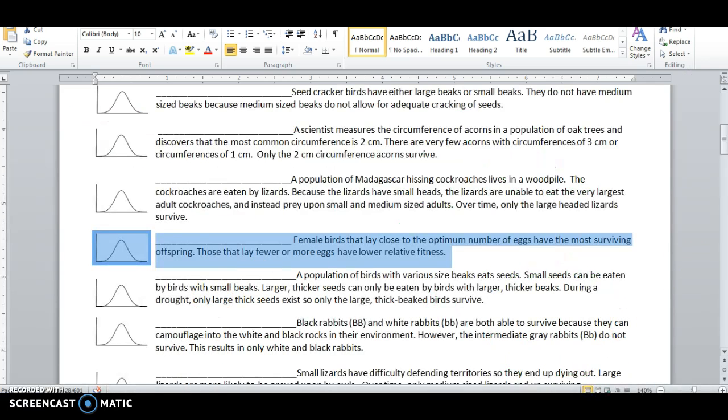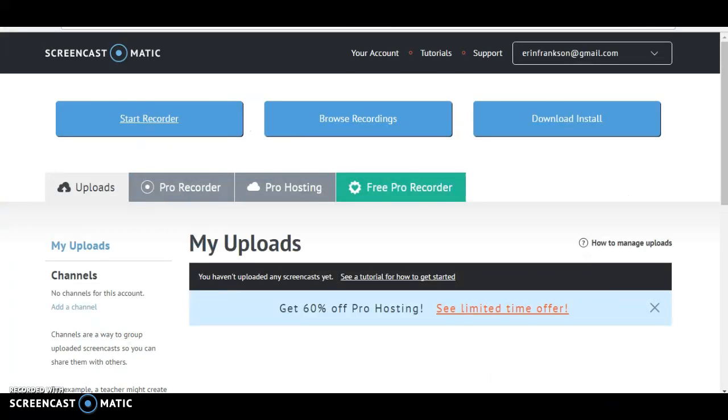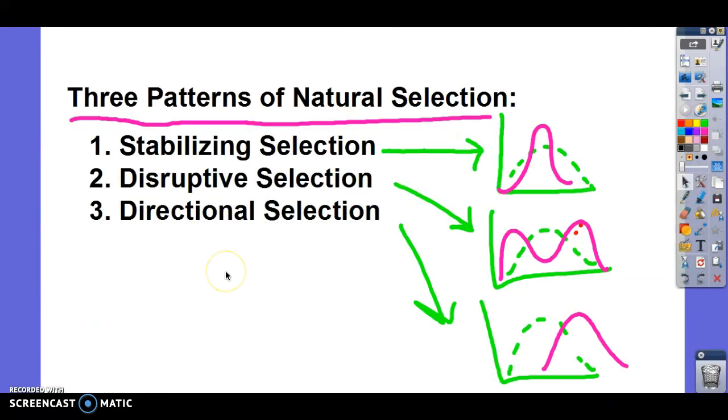All right, next, a population of birds with various sized beaks eat seeds. Seeds can be eaten by birds with small beaks. Larger, thicker seeds can be eaten by birds with larger, thicker beaks. During a drought, only large, thick seeds exist, so only the large, thick birds survive. So we have only the large birds surviving. So if we look at these, which one shows only the large birds surviving?